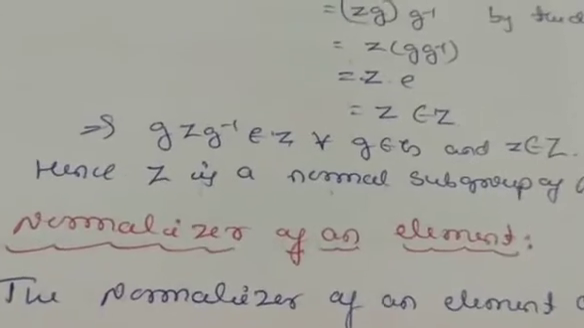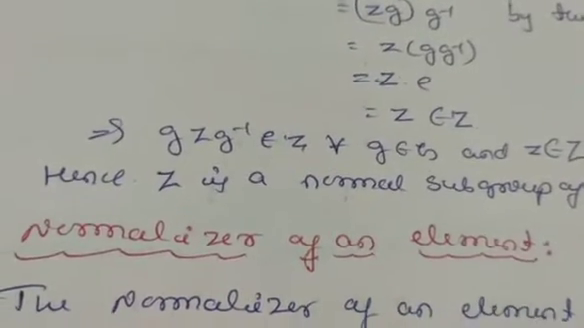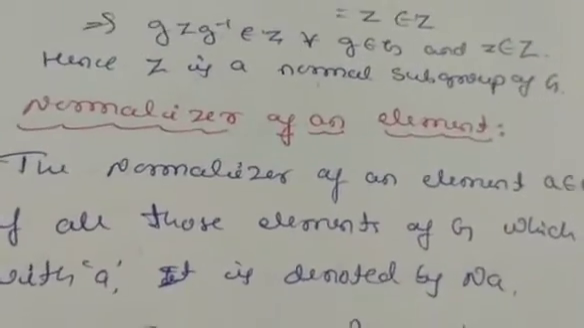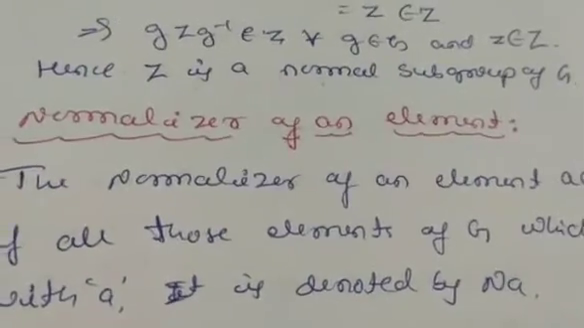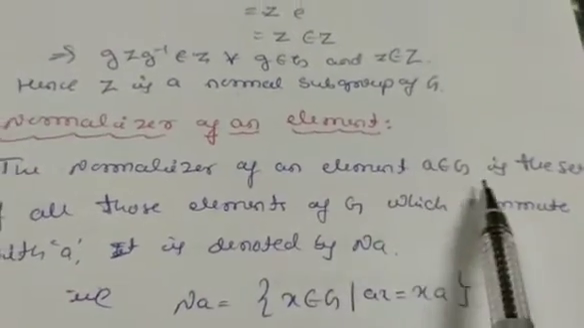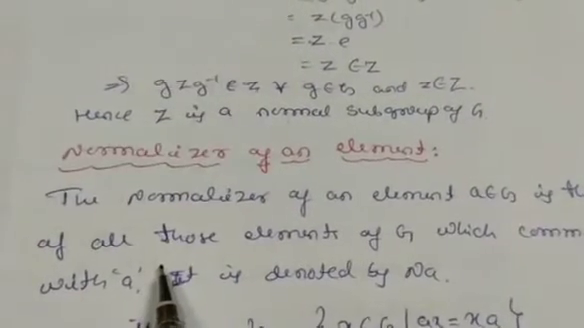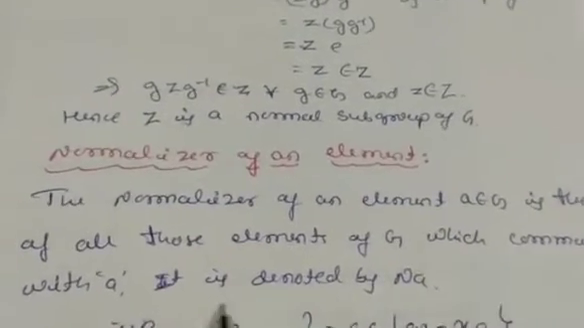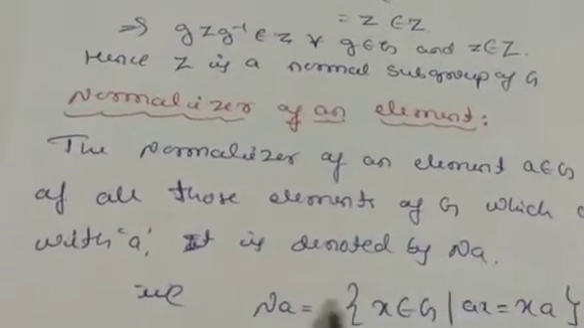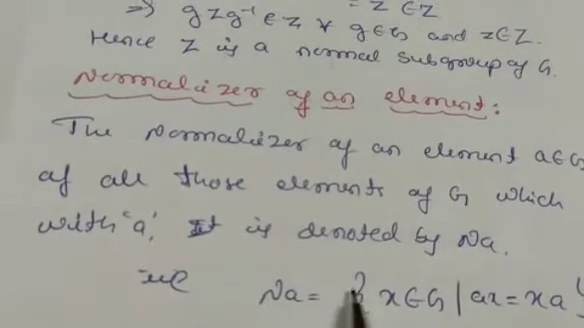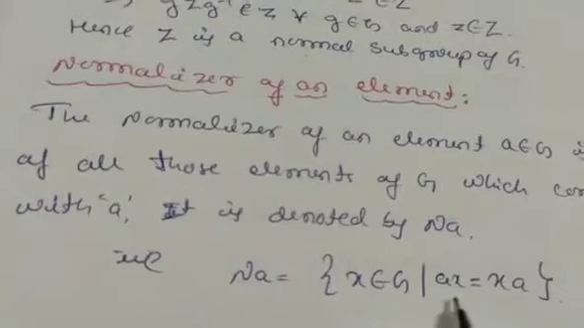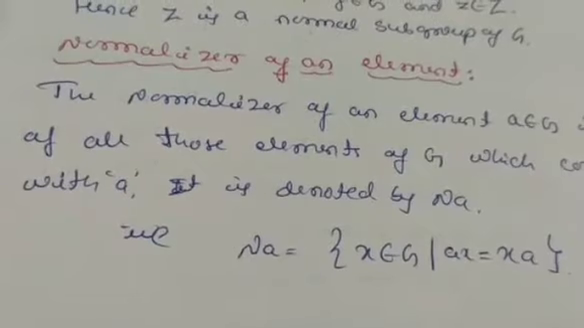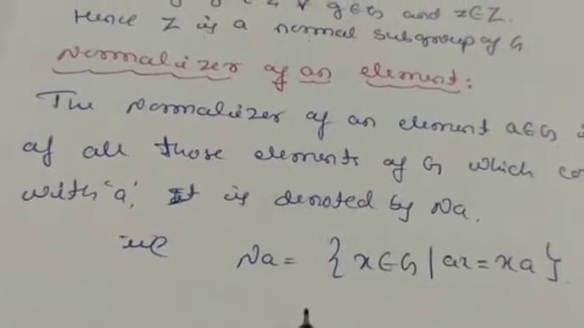Let us take one more definition: normalizer of an element. It is again similar to the center of a group. The normalizer of an element a belongs to G is the set of all those elements of G which commute with a, and it is denoted by N(a). That is, N(a) is equal to {x which belongs to G such that ax = xa}. So it is again the same as the center of a group, only here it commutes with the element a.